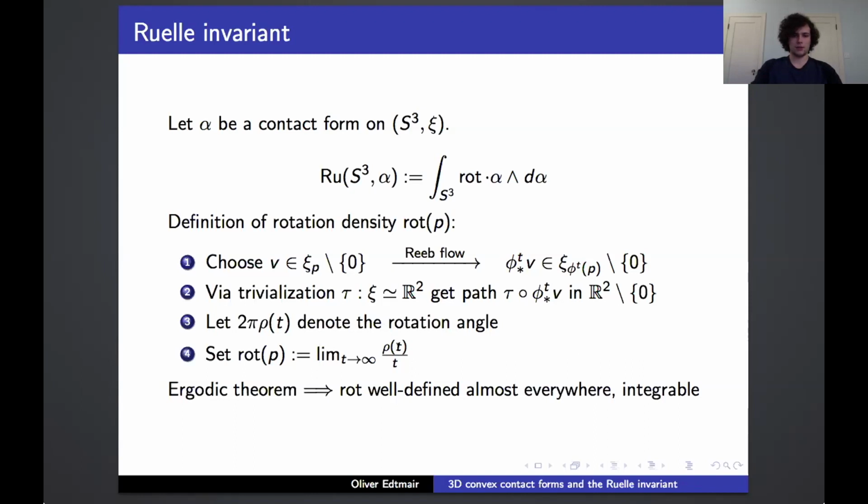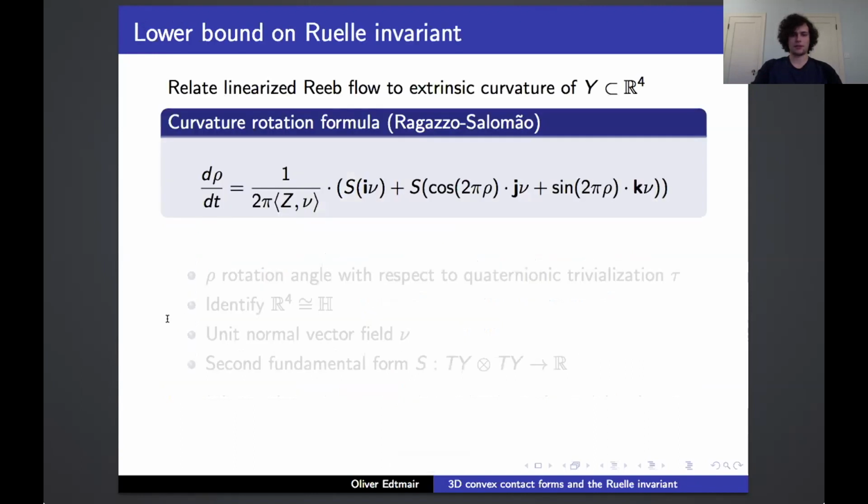Okay, so now let me talk a little bit about how to get a lower bound on the Ruelle invariant for convex contact forms. So our estimates are based on this formula here, which relates the rotation of the linearized Reeb flow to extrinsic curvature quantities of the hypersurface. And I was told that this formula is originally due to Ragazzo and Salomao.